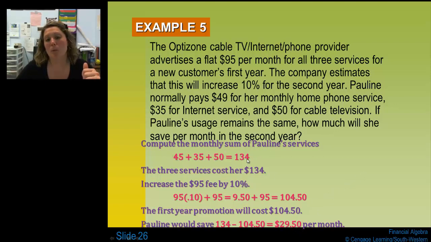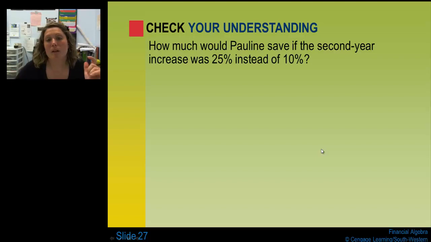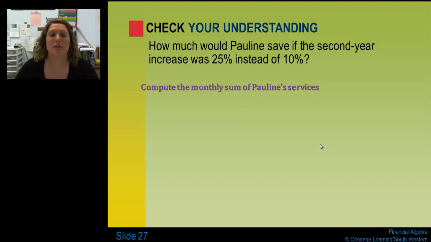So again, we figure out what she was paying. Here's what it costs after the $95 promotion is over, and then find the difference between those 2 values. And we end up with a $29.50 savings per month. So the check your understanding part still talks about the example 5. How much would Pauline save if the second year increase was 25% instead of 10%?